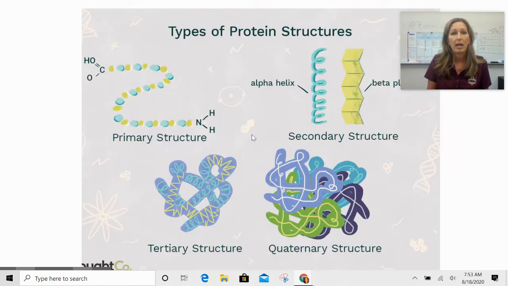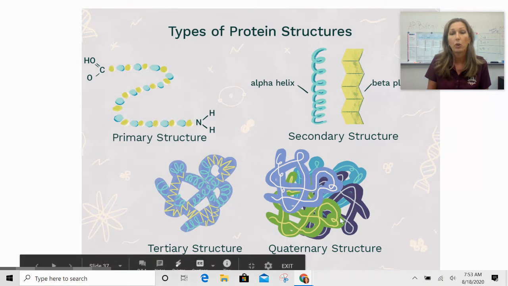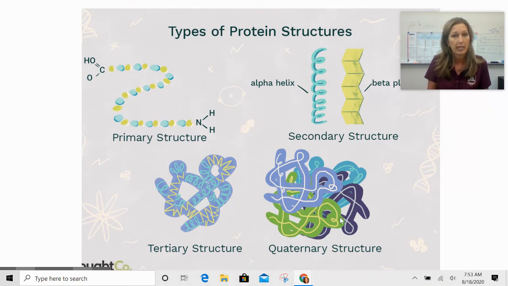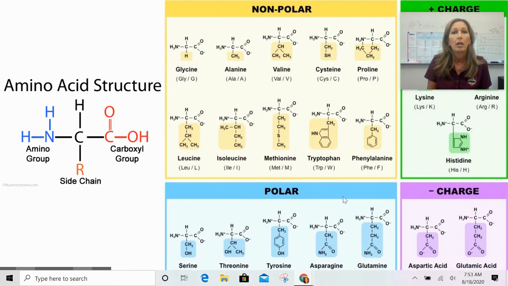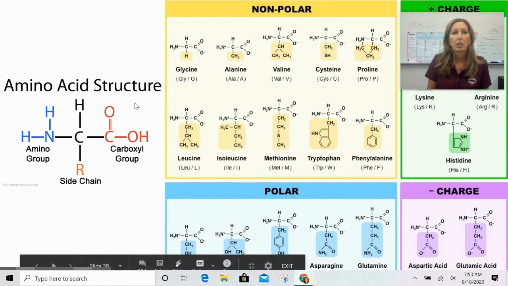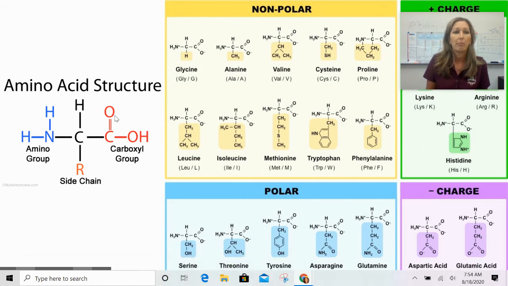So when we talk about proteins, again, I told you that you are going to have to recognize primary structure, secondary structure, tertiary structure, and quaternary structure of a protein and the difference between those. But the first thing we need to make sure that we're clear on is the basic monomer of a protein. The basic monomer of a protein is an amino acid.